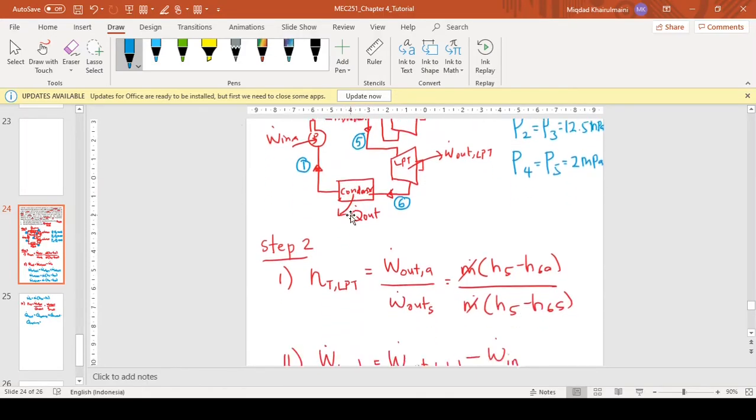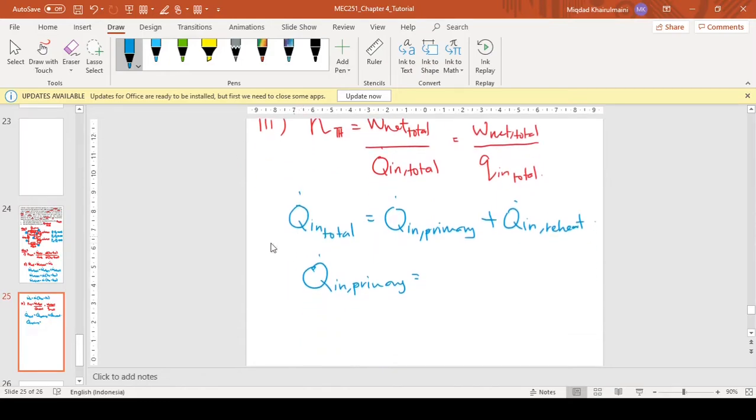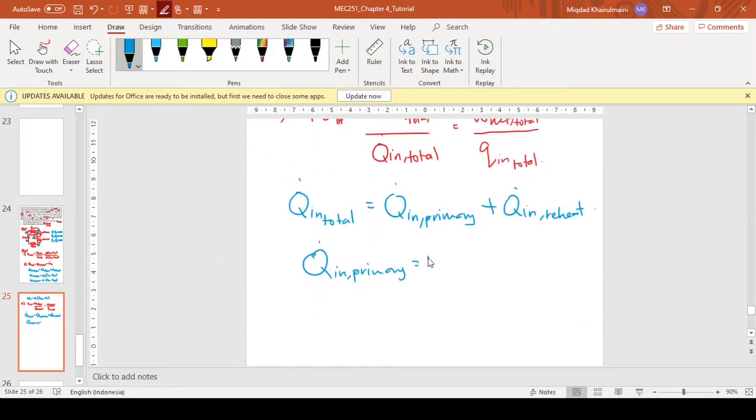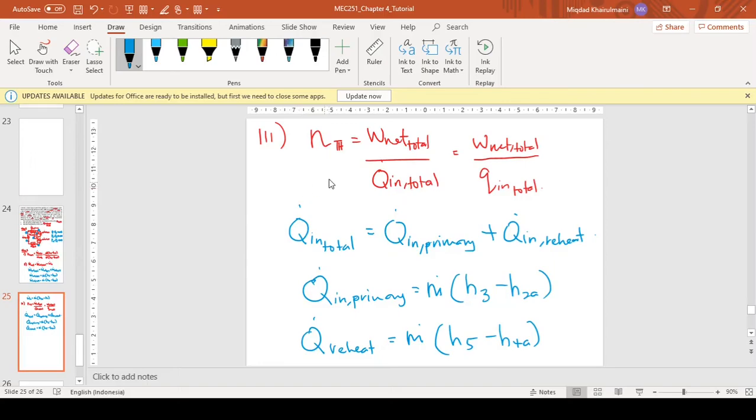When we write the equation, for primary, it's m dot (H3 minus H2a). For reheat, it is equal to the mass flow rate (H5 minus H4a). So we can add both of these up to get the Q in total, and then we can calculate the thermal efficiency. So these are the steps for step 2 of the question.